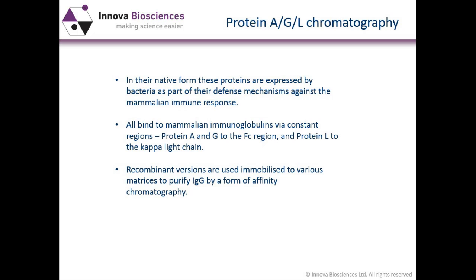All three of these proteins bind to mammalian immunoglobulins via constant regions on the antibody. Protein A and protein G bind to the Fc region of antibodies, and protein L actually binds to kappa light chains. And we'll talk a little bit more about protein L and kappa light chains as we go through the next couple of slides.